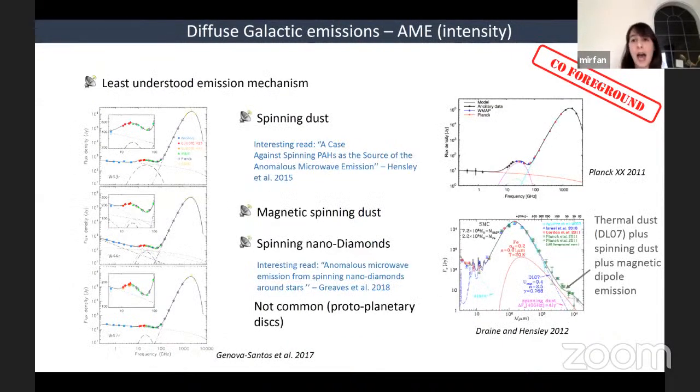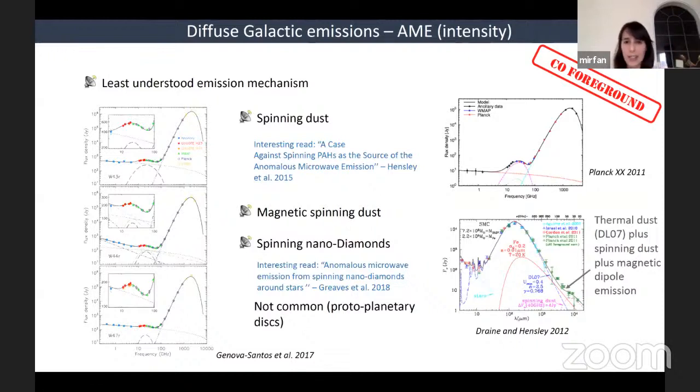Okay, so now we're going to go a little bit higher up in frequency, between around 15 and 60 gigahertz. So this is where you would be if you wanted to do a CO intensity mapping experiment. What you get here, as well as having to deal with free-free and synchrotron emission in intensity, is anomalous microwave emission. Now this one gets the most exciting name because it has the least understood emission mechanism.